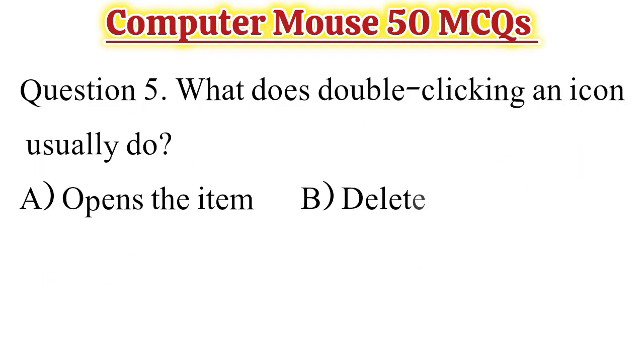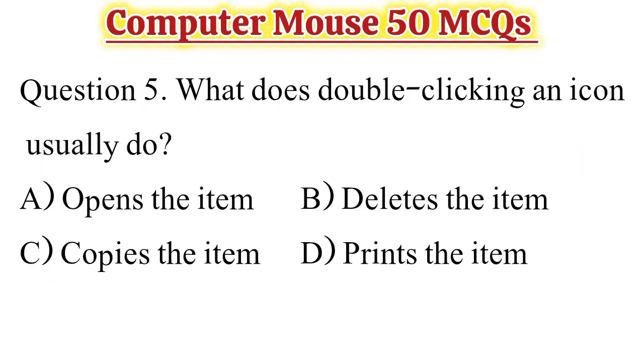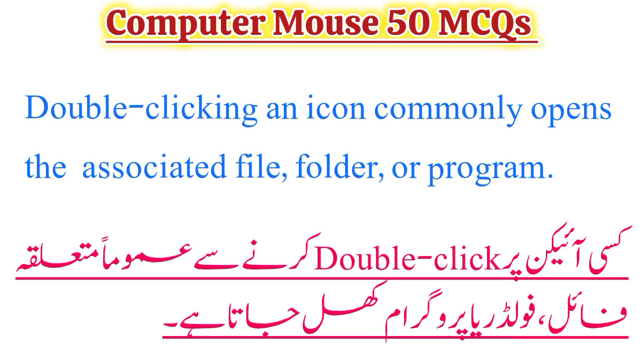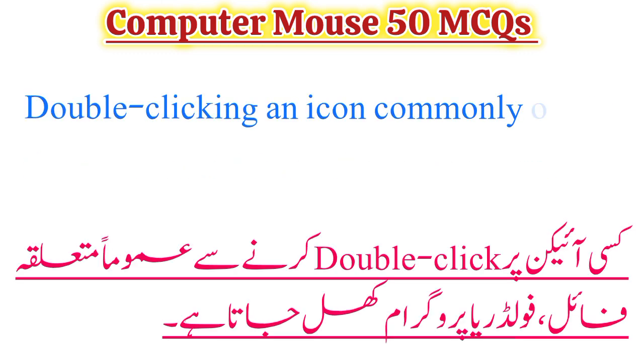5. What does double-clicking an icon usually do? A. Opens the item. B. Deletes the item. C. Copies the item. D. Prints the item. Answer: A. Opens the item. Double-clicking an icon commonly opens the associated file, folder, or program.